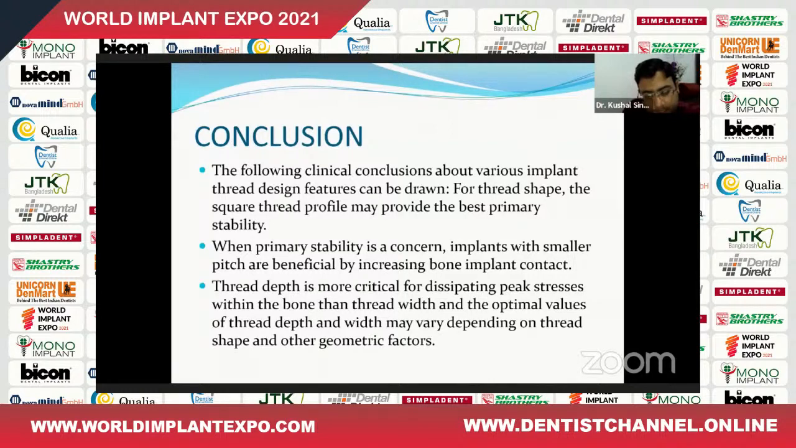The optimal values of the thread depth and width may vary depending on the thread shape and other geometric factors. So we'll conclude here: with the thread shape, the square thread profile has the best primary stability in this implant design. And when primary stability is our main concern, implants with a smaller pitch are more beneficial, increasing the bone-implant contact.